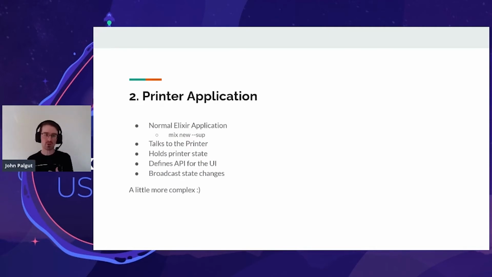And then the next application is the printer application. And this is just a normal Elixir application. I created it with the mix new --sup flag. And the way I like to think about this application is it's like a library for all things dealing with my 3D printer. If I want to move the extruder, there's an API call for that. If I want to heat it up, there's an API call for that. If I want to get the status of my printer, there's an API call for that. And so this one's much more complex, and most of the development actually went into this application.